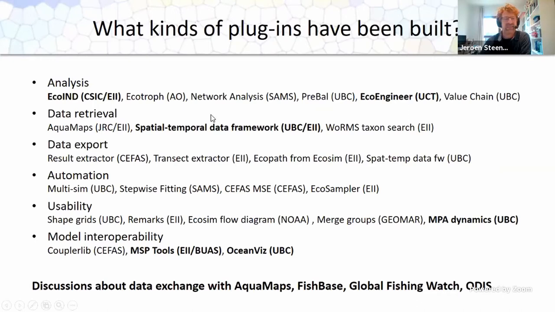There's plugins about data retrieval, plugins about data export, automation, usability, etc. And we are actively in discussion if, for instance, we can further our collaboration with Aquamaps, FishBase, but even Global Fishing Watch. They're interested in seeing if they can allow Ecopath to hook directly into Global Fishing Watch. I think that could be super cool. That's such a nice data set.